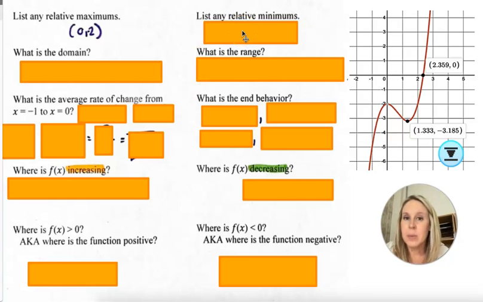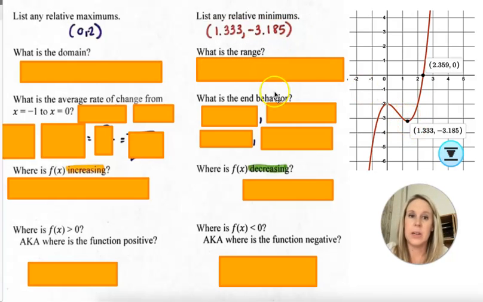A relative minimum, again, this graph is going forever down. That's why it's not just called a minimum, but it peaks and then it dips at this point right down here, which would be (-1.323, -3.185). So relative maxes and mins are kind of like the little hills or roller coasters of your cubic.